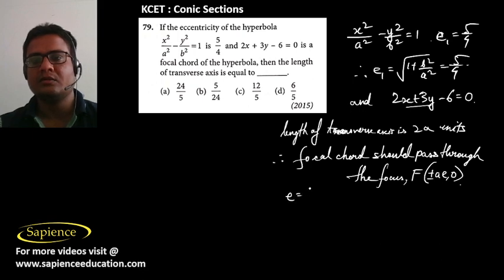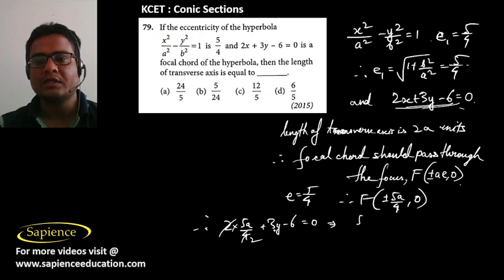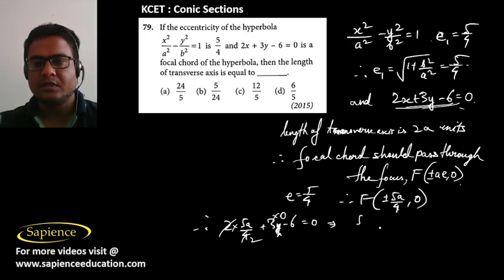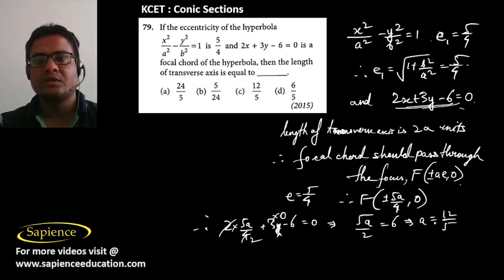So e is equal to 5 by 4. Therefore the focus will be plus or minus 5a by 4 comma 0. This point should satisfy the equation of the focal chord. So 2 into 5a by 4 plus 3y minus 6 equal to 0, and y is 0. So 5a by 2 is equal to 6, therefore a is equal to 12 by 5.